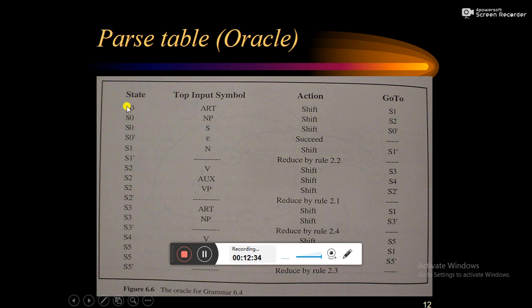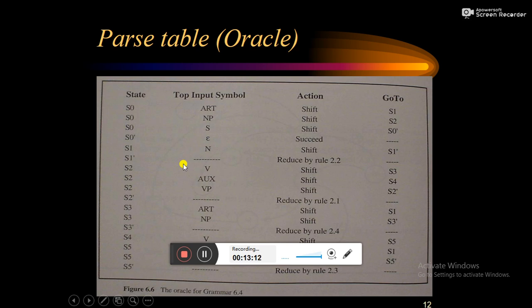this is the S0 state, and if you are going to get an article from the input stack, in that case the action to be performed, and where to go if a shift action is to be performed. If a reduce operation is to be performed, then with respect to which rule the reduction is to be done, all those things will be stated. So all these states are the states which are there on the parse stack, whereas these are the set of possibilities which you may get as an input symbol.